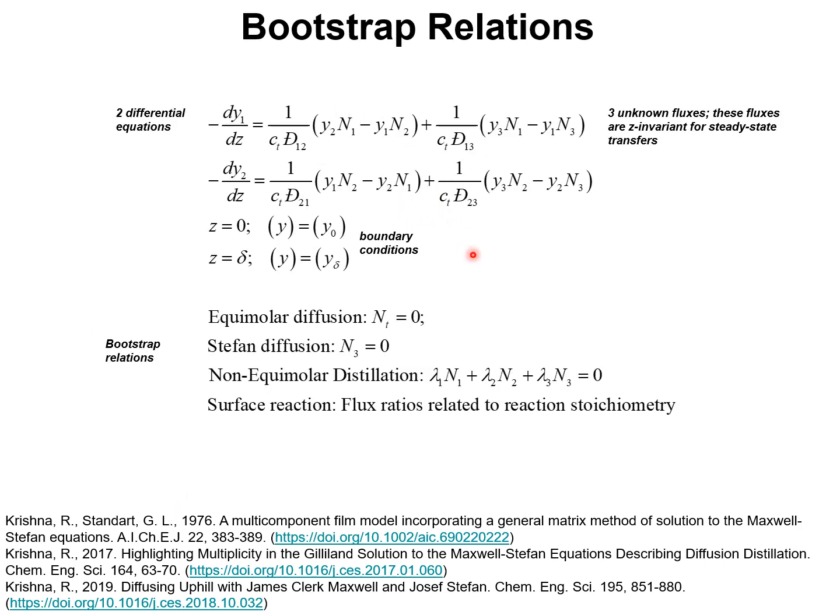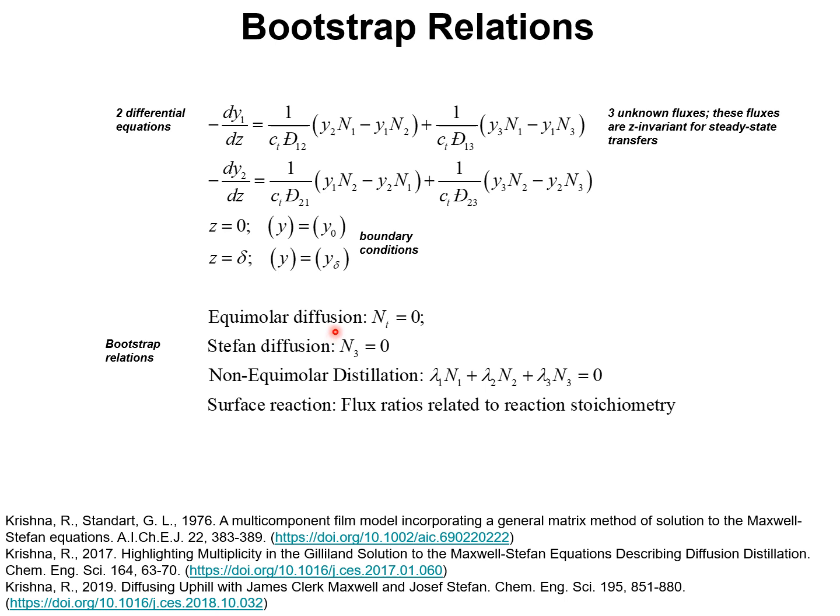I restrict myself to steady state transfers, and under steady state conditions, the fluxes N1, N2, and N3 are z invariant, and there are three unknown fluxes and a set of two independent differential equations subject to the boundary conditions. At z is 0, y is y sub 0. This is a column matrix of mole fractions. At z is z delta, y equals y sub delta, which are the mole fractions at the position z equals delta. We need an additional relation to make the system determinate.